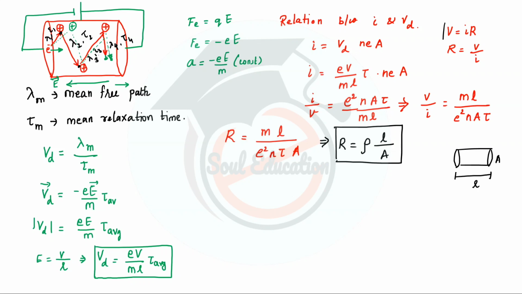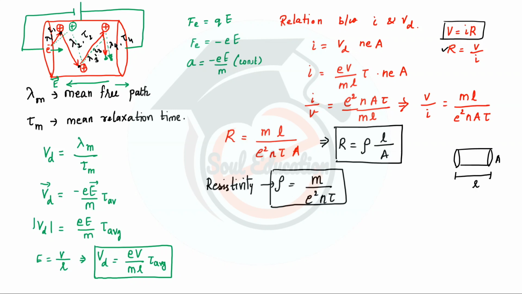So here we can take one formula from Ohm's law, V is equal to IR. We can use both formulas, but here if we vary the voltage, the potential difference, the resistance will not vary. So here this resistance is the constant of proportionality. But if you vary length or area of cross section, the resistance will be varied. So what is the formula for rho? Rho is equal to m upon e square n tau. So remember this. This rho is called my resistivity.